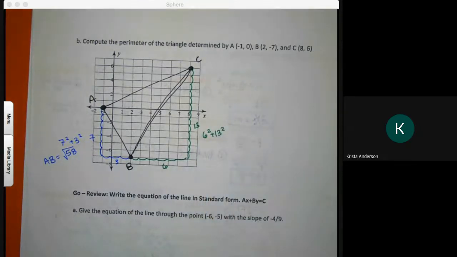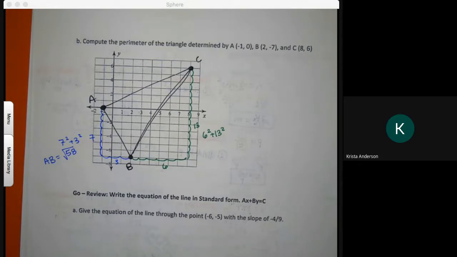Wouldn't the 7 for A to B be negative? Yes, but what happens when you square a negative? It's more. -7 times -7 makes positive. Oh, 49. Okay. Yep, good question.